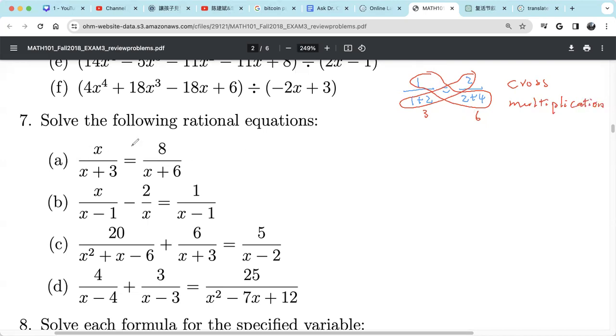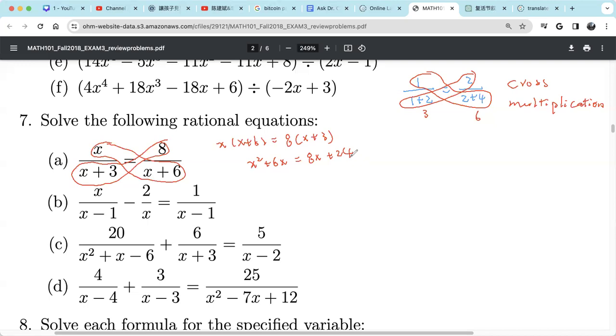So we could apply that with this one. We're going to multiply those two, and that equals the multiplication of those two. So I have x times x plus 6 equals a times x plus 3. x times x is x squared. x times 6 is 6x, equals a times x, ax. a times 3 is 24. Now this is a quadratic equation.